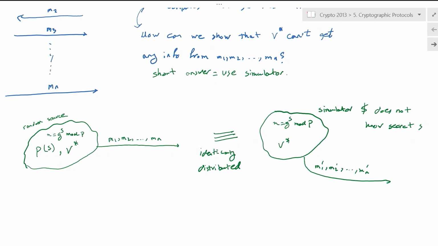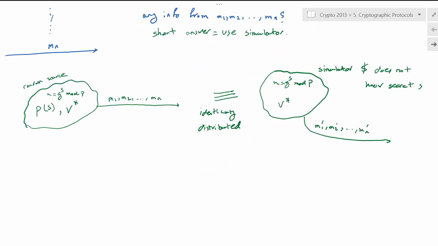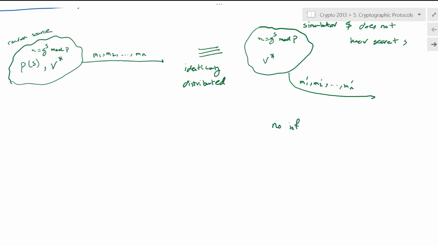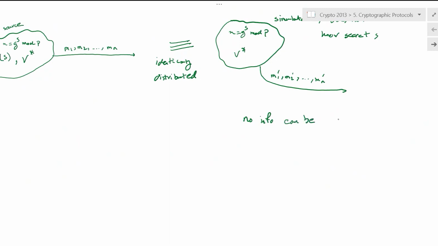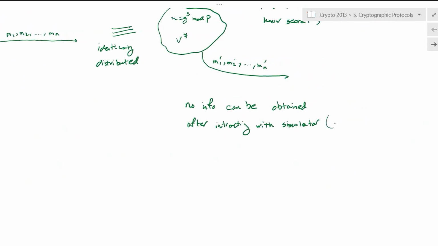If he makes that claim, then I say, well, I let you play with the simulator, and you say that you gained information. But the truth is the simulator itself doesn't know the secret S. So how could you get that S, right? Unless you are breaking some hard assumption, there is no way for you to be able to tell me that you know the secret S. So over here we say that no information can be obtained after interacting with a simulator without knowing S.